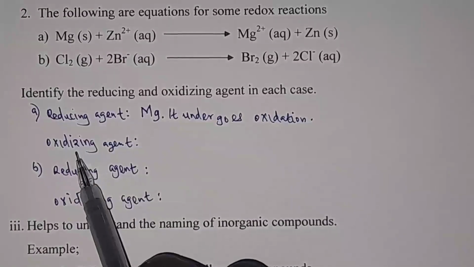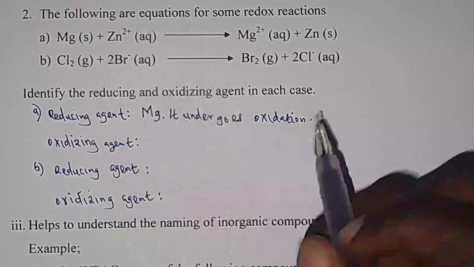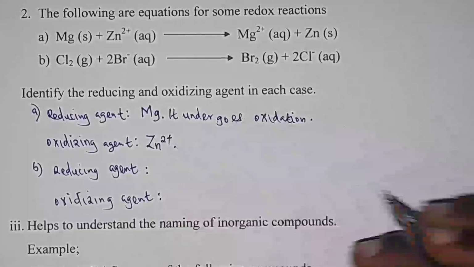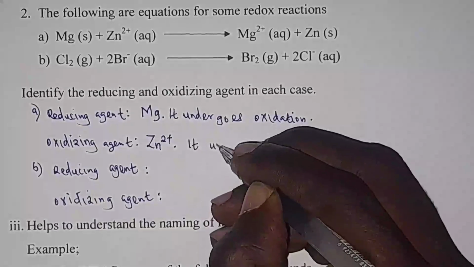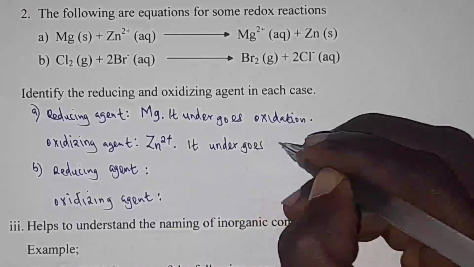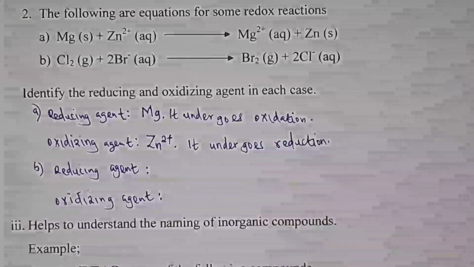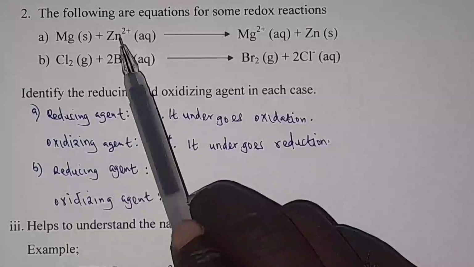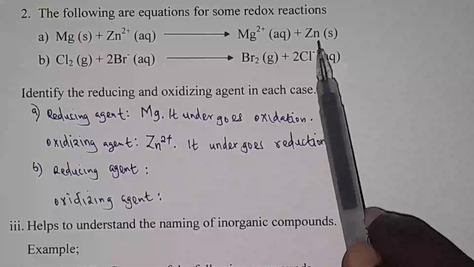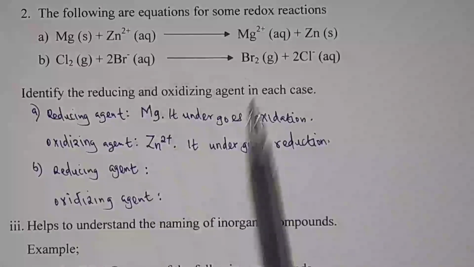The oxidizing agent is a substance that has been reduced. When you are dealing with metals, the least reactive metal is the one that has been reduced. So it will be zinc 2 ions. Reason? Because it undergoes reduction. So what is reduction? A decrease in oxidation number. If you check, the oxidation number of the zinc 2 ion here is +2. When you check it here, it is 0. So it undergoes reduction.